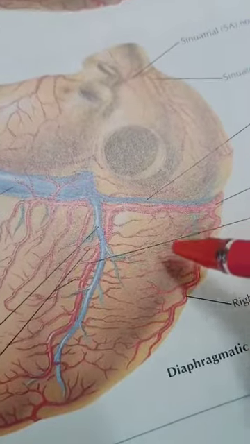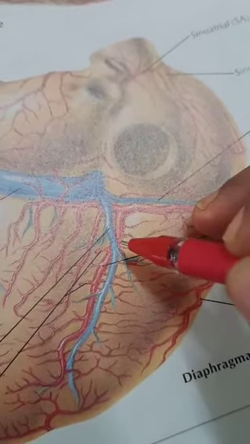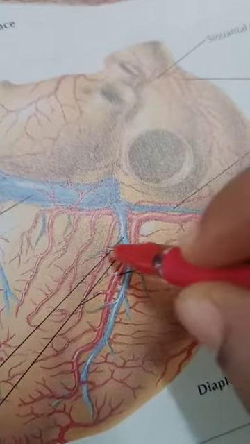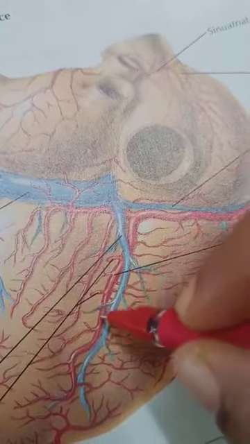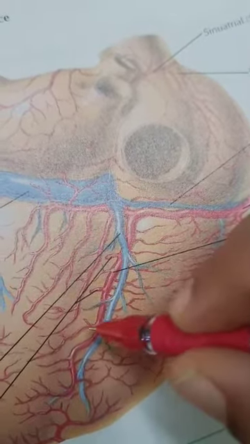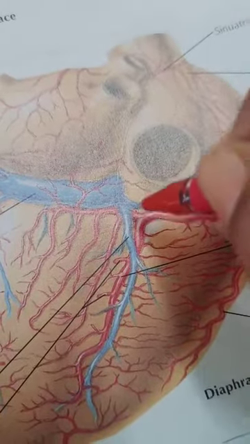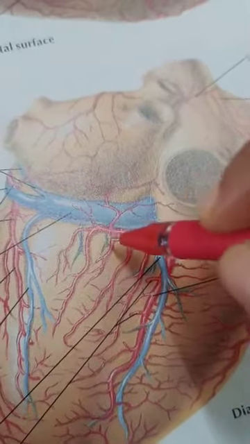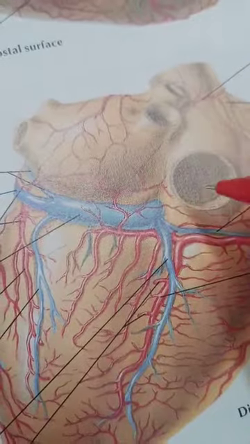Here also it gives the ventricular branches, and when it reaches near the posterior interventricular sulcus, it gives another main branch, that is the posterior interventricular artery. And it ends by anastomosis with the left coronary artery. So these are the branches of the right coronary artery.